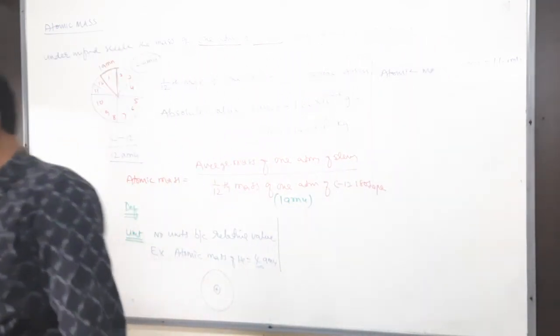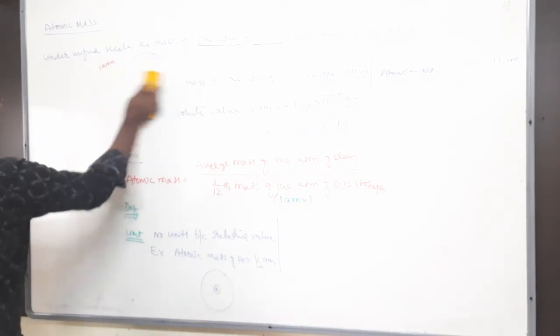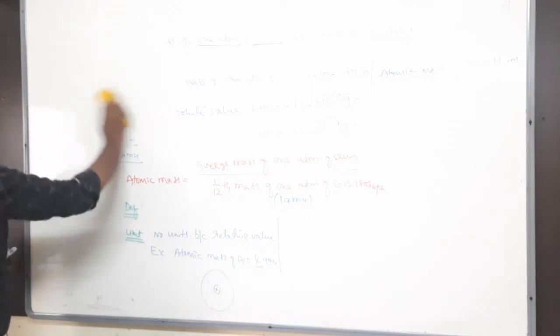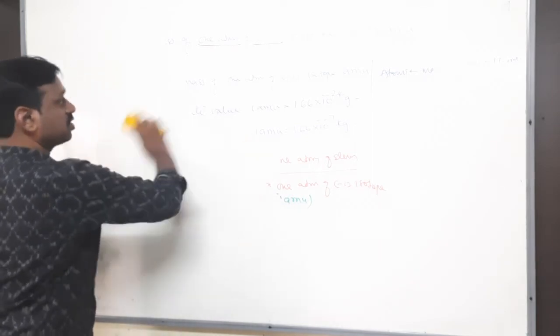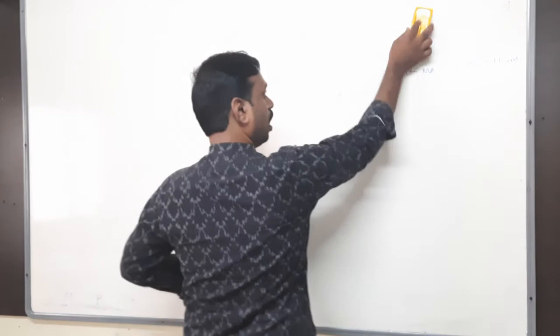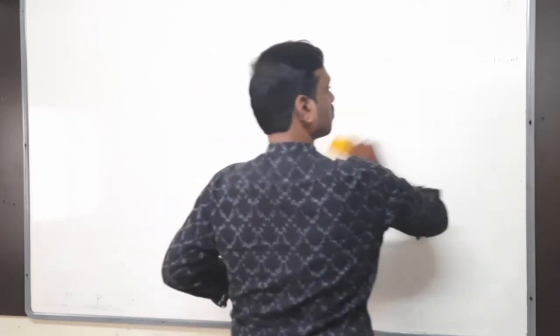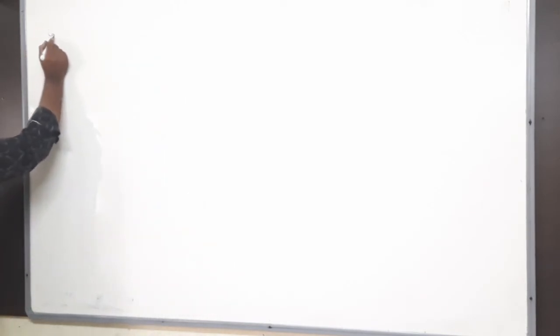One more example. The atomic mass of oxygen is 16 AMU. It means the oxygen atom is how many times? 16 times heavier than 1 AMU. Next is gram atomic mass.